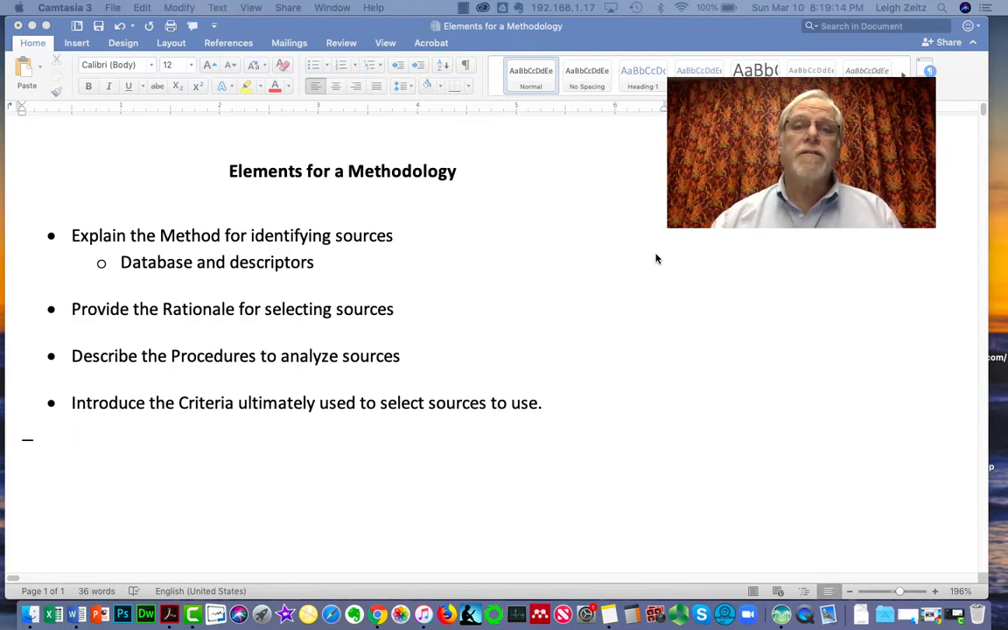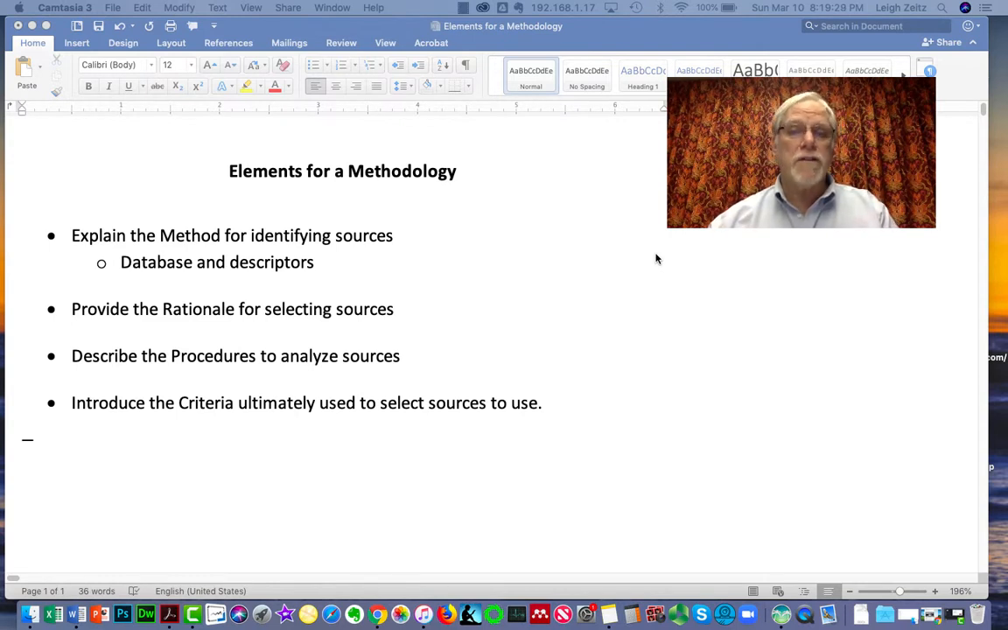Now, I've listed the four basic areas of writing this methodology on the screen. Remember that when we talk about the methodology, you've sold them on your introduction. It was a grabber, it got them excited about the things you're doing.